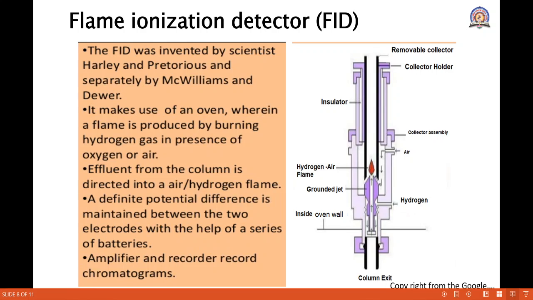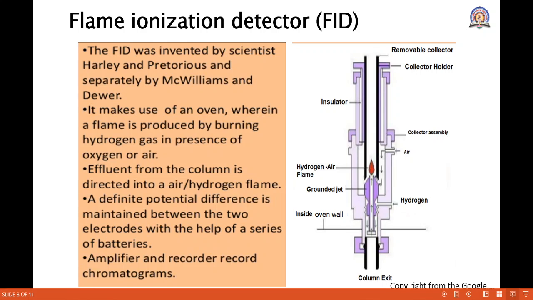The flame ionization detector for the GC operates on the principle of the change in conductivity of the flame as the compound is burned.